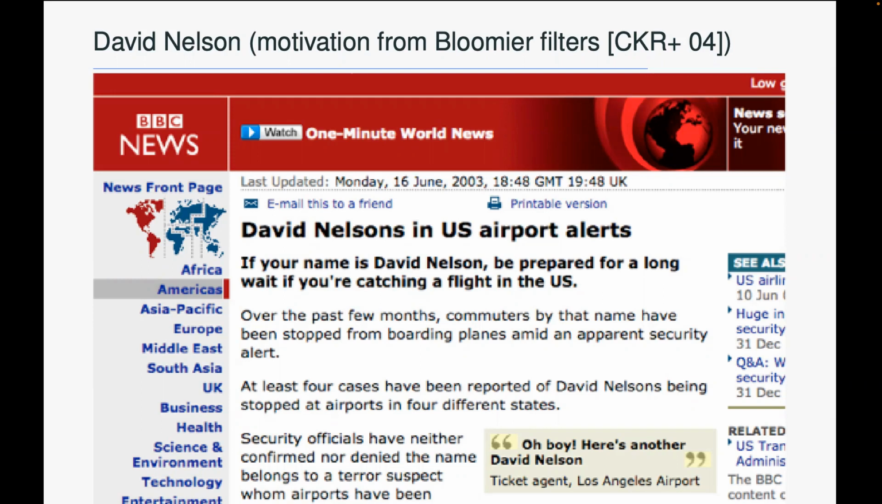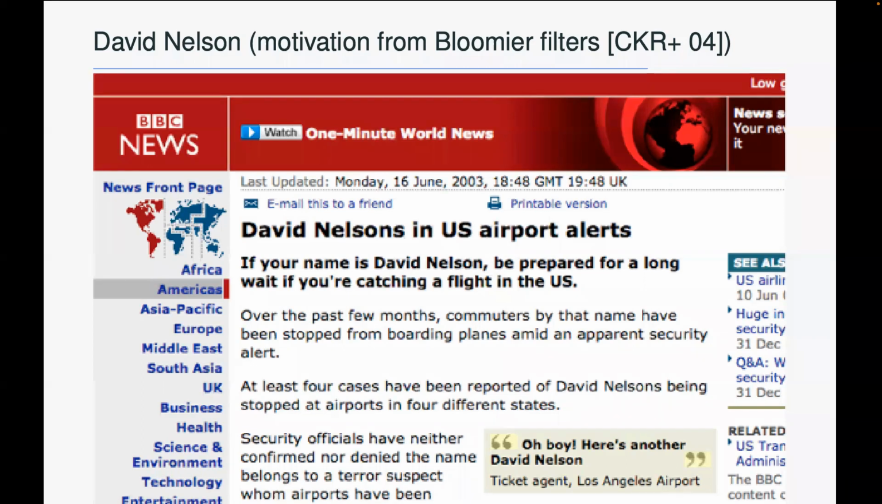This paper was written in the early 2000s. In the early 2000s, there was this no-fly list. There are all of these names on the no-fly list of people that weren't allowed to fly. Ticket agents at Los Angeles Airport noticed that there are some problems with this no-fly list. In particular, there is this name David Nelson on the no-fly list. Unfortunately, David Nelson is a really common name. So day after day, they had David Nelson coming up to the ticket counter. David Nelson's not supposed to be on the no-fly list, but over and over, they had to manually process this person through. There's even a quote from a ticket agent saying, "Oh boy, here's another David Nelson."